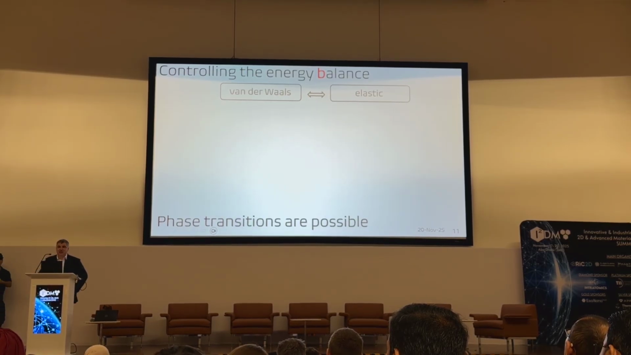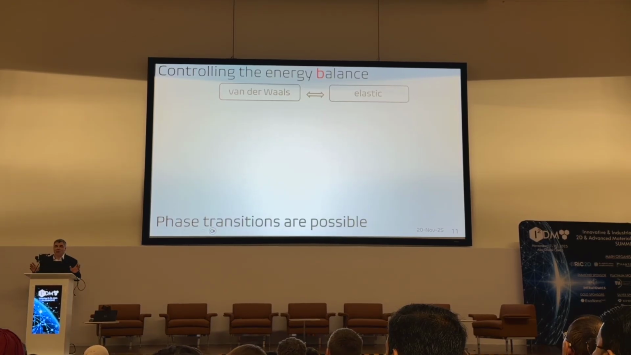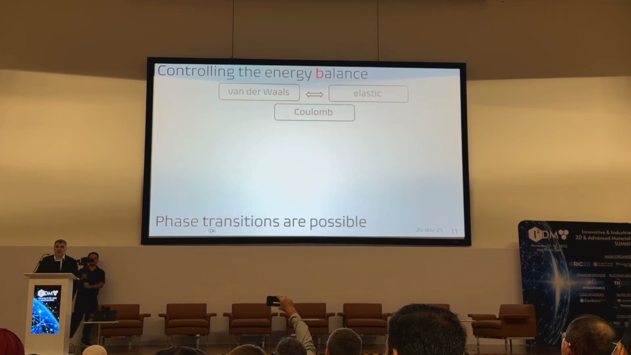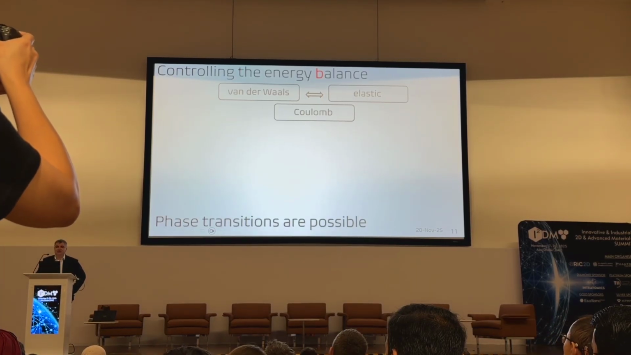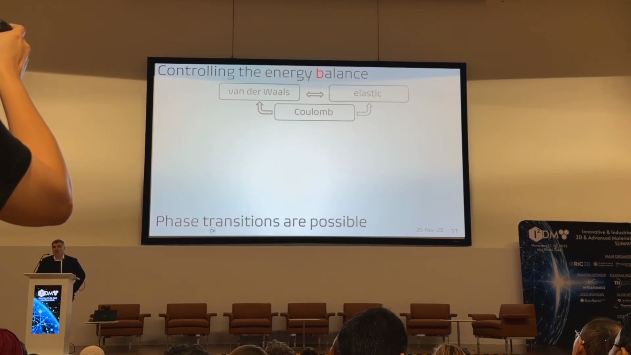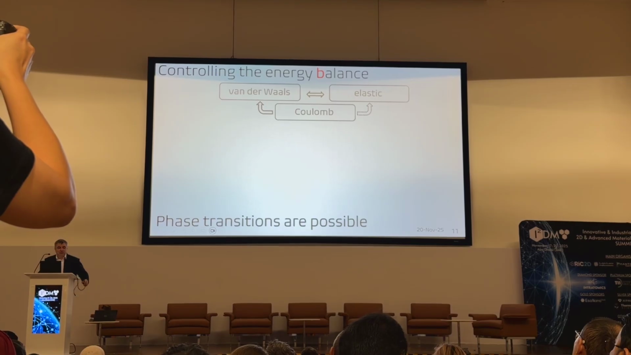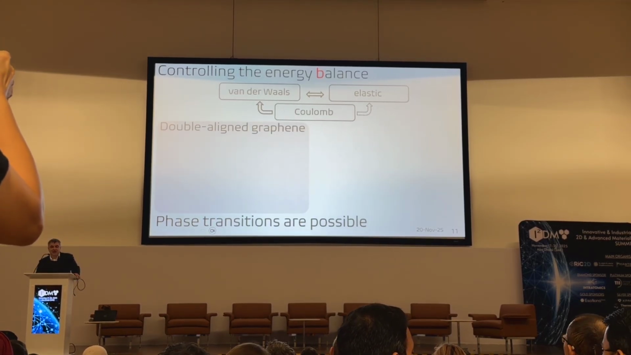Okay, so now, as I said, in the traditional van der Waals heterostructures, it will be a little bit difficult to control because you have elastic and van der Waals, and they basically just give you one solution, one global minimum. So what we try to do in our case is introduce a third one, Coulomb interaction as well, which is usually not that important in terms of the stacking, and we try to couple it to the van der Waals, but also, I'll show you later maybe, to the elastic part of the energy.